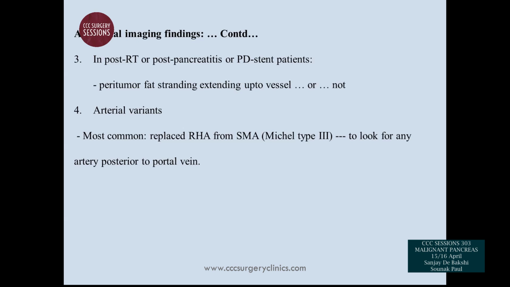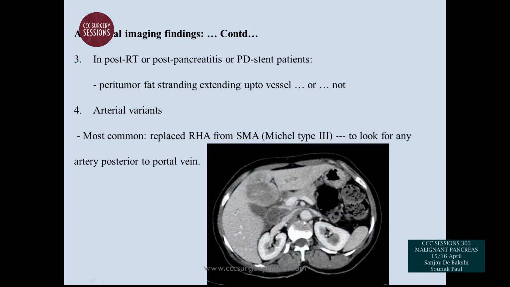And arterial variants, the most common of which is a replaced right hepatic artery, which is most important for this topic of discussion. I think sir has already impressed upon the necessity to identify a replaced right hepatic artery. I'll just go to a few images. The common hepatic artery goes in front of the portal vein and divides into the right and the left hepatic artery. That is the conventional anatomy.